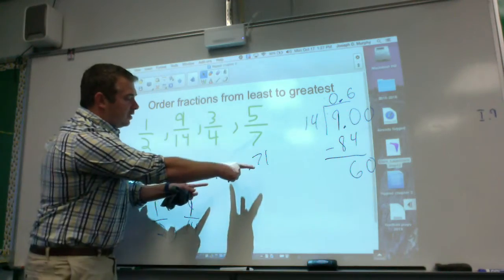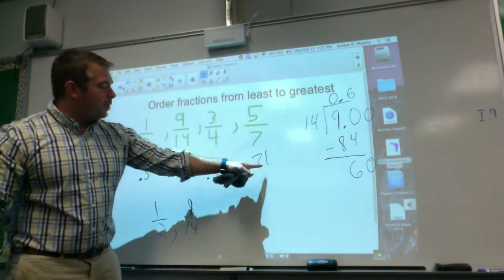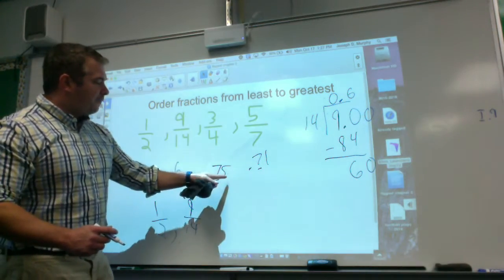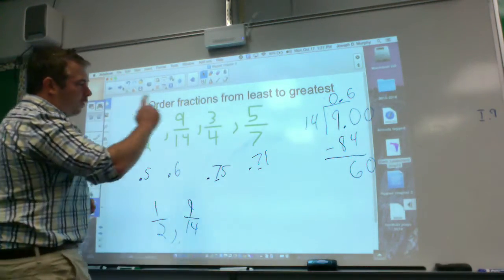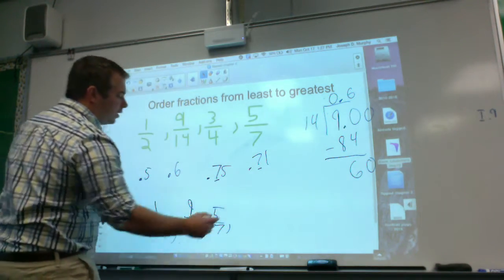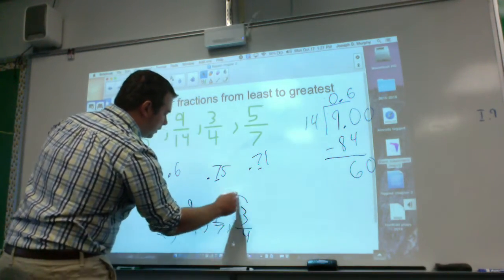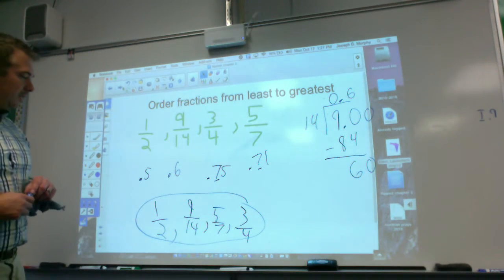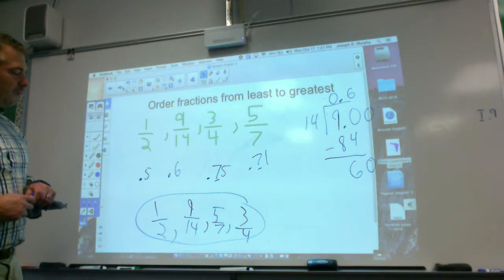Now, the only change is these two. 0.75 and 0.71, they have the same tenth to start. So I look at my hundredth, and 5 is bigger than 1. So 5/7 is the next biggest, but the biggest one was the 3/4. So here is my answer. It's a lot of work. All right, you have to be patient with these, but I think you can get it.